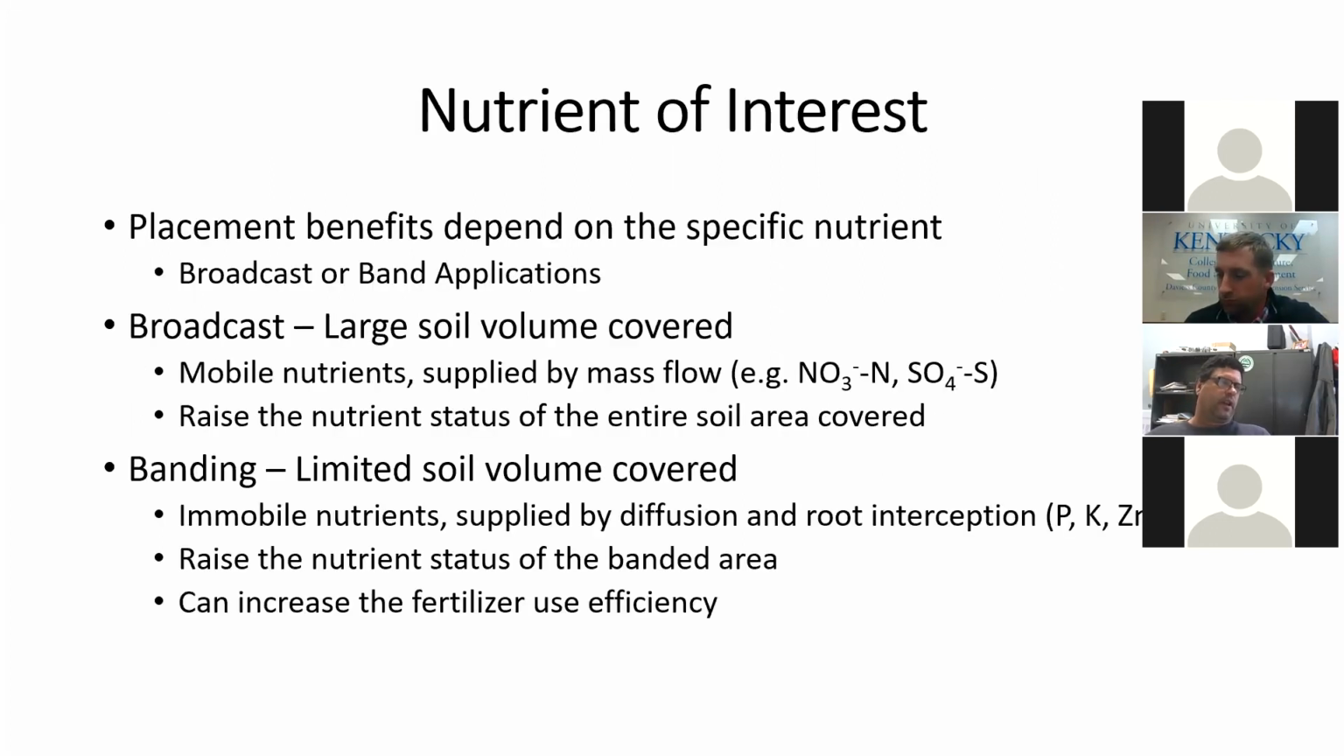So the nutrient of interest, it depends on the specific nutrient. Different ones behave differently. If you broadcast, we're covering a large soil volume, and typically we think that's going to be the most benefit for your mobile nutrients, those supplied by mass flow, those nutrients that move with the water. Nitrate and sulfate are the two best examples of nutrients that move by mass flow. If the water is moving from the soil to the plant, those nutrients are contained in that water and getting into the plant that way. And when you make a broadcast application, that raises the nutrient status of the entire soil area.